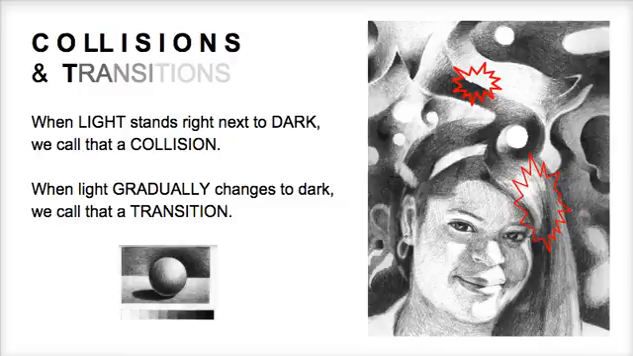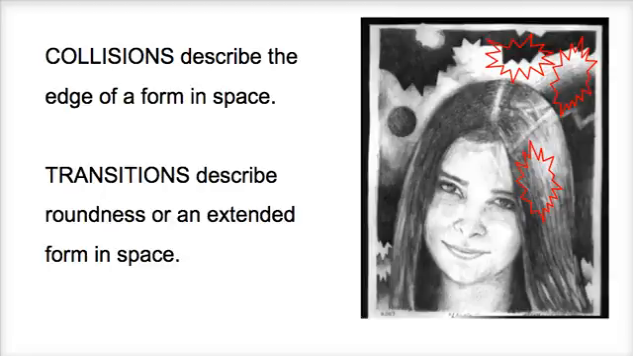Collisions and transitions make your drawings feel alive and real. Another thing about collisions and transitions. Collisions describe the edge of a form in space. This imaginary form in space up here feels like the black behind it is somewhat separate. There's an edge here to the dark and the light. Now, transitions describe the roundness of a form or an extension of the form in space, like this part of the hair or this part here goes from dark gradually going into the light.